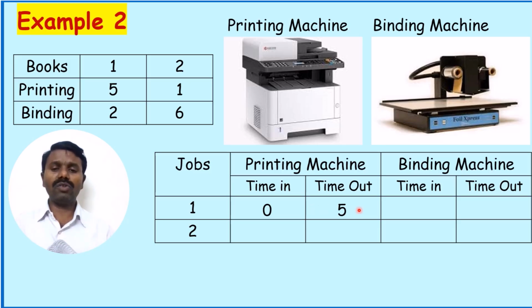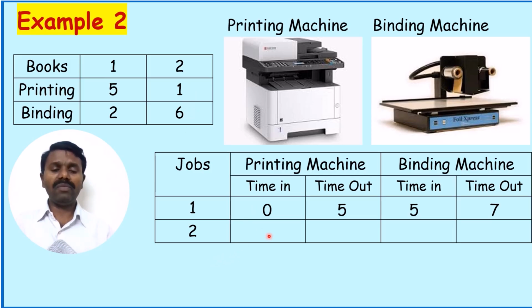After 5 minutes only, the material will go to the binding machine. So the in time for the binding machine will be 5 minutes, and after 5 minutes only it will start. Then it is taking 2 minutes for binding, so 5 plus 2, 7 minutes. That means within 7 minutes book 1 will be completed. Then we will come to book 2. It will take 1 minute for printing, 6 minutes for binding.